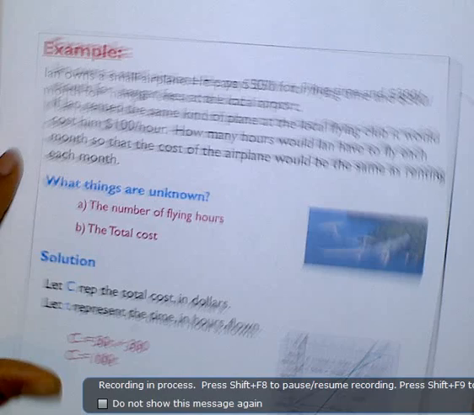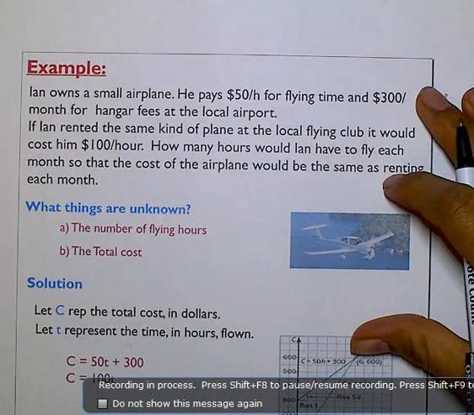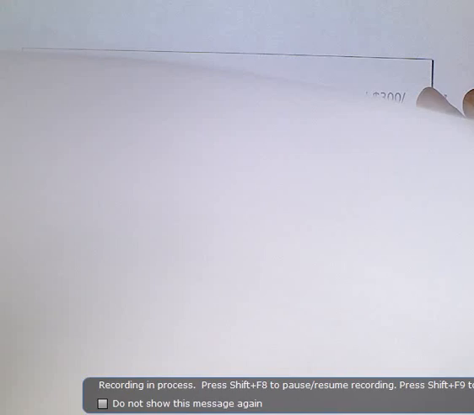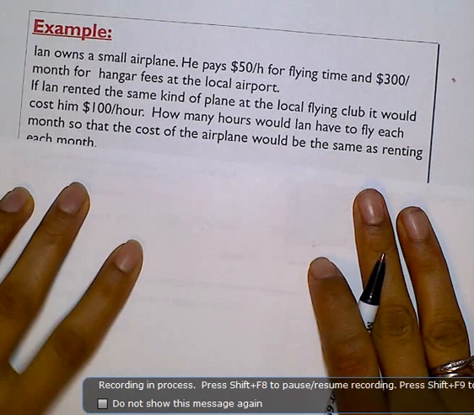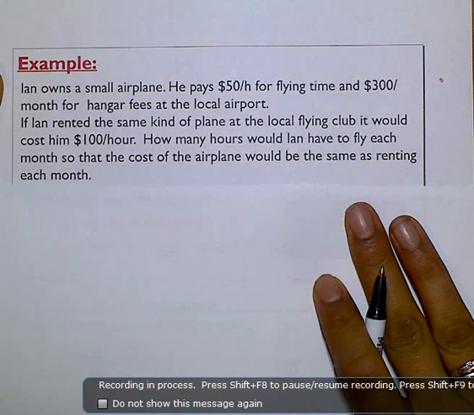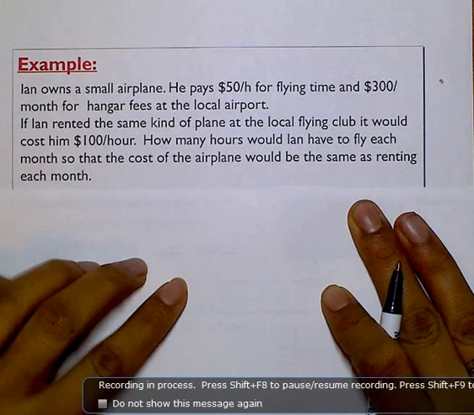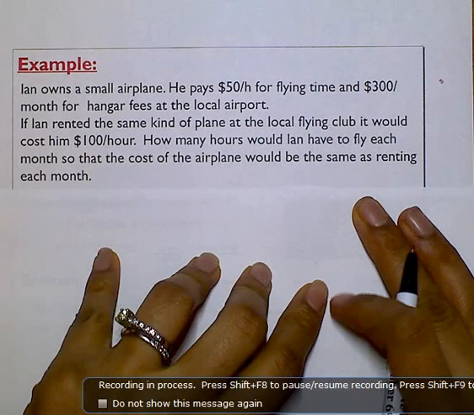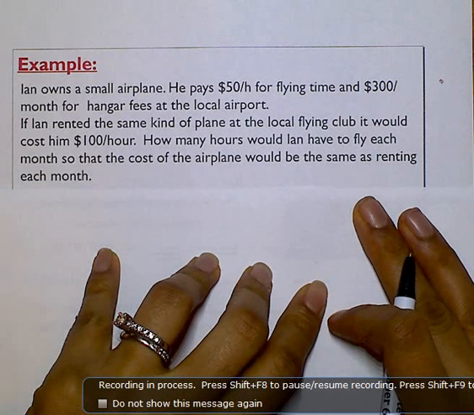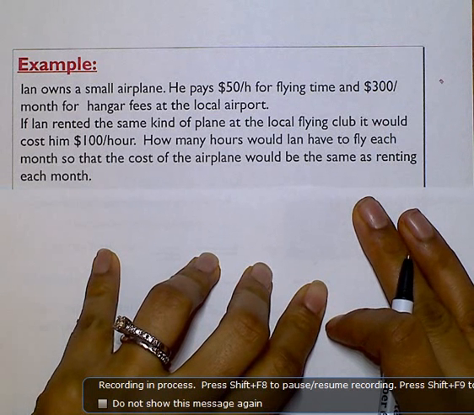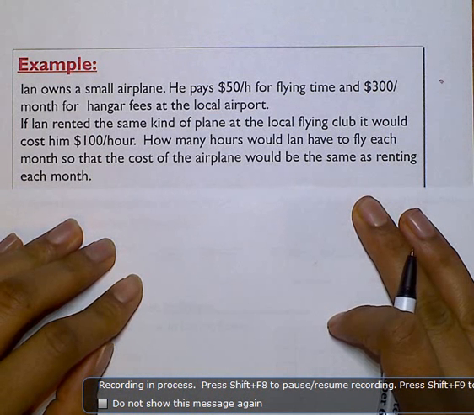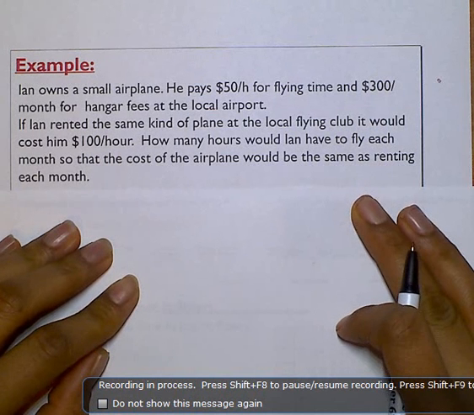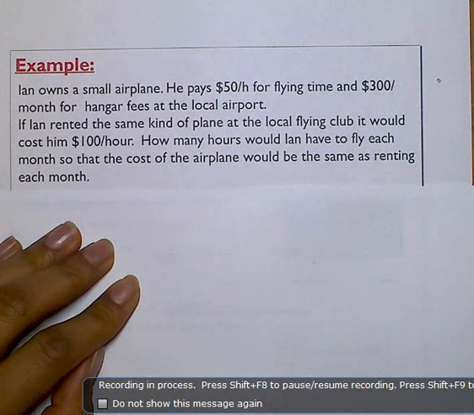Okay, so I'll go ahead and read the example first and then I'll walk you through the solution. The question is, Ian owns a small airplane. He pays $50 an hour for flying time and $300 per month for hangar fees at a local airport. If Ian rented the same kind of plane at a local flying club, it would cost him $100 per hour. And again, there are no hangar fees here, so he doesn't need to store his airplane.